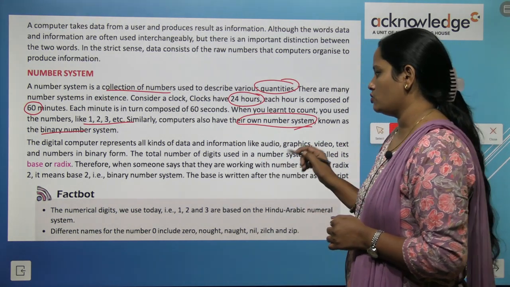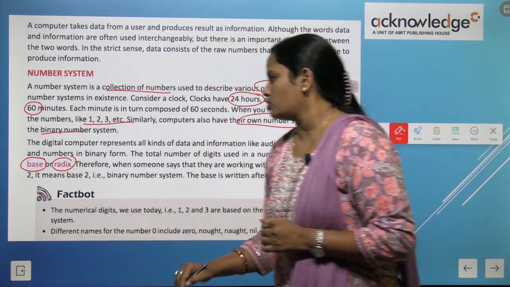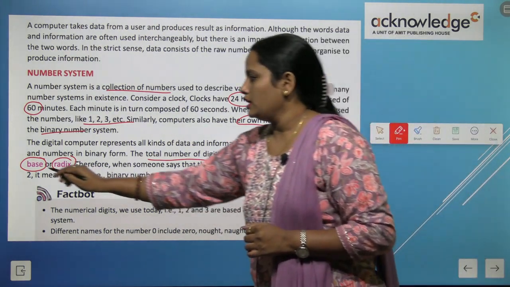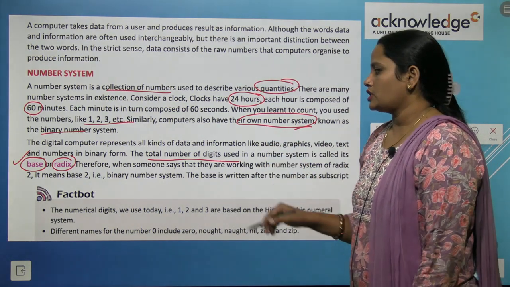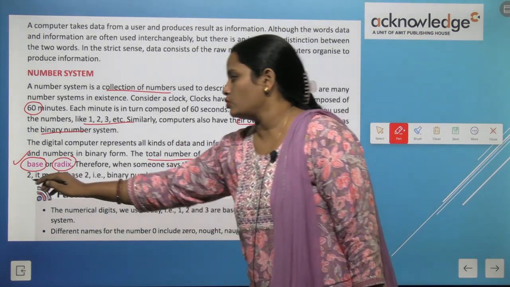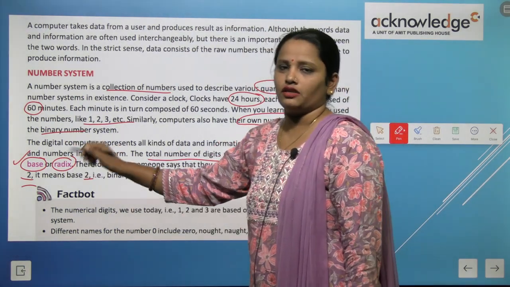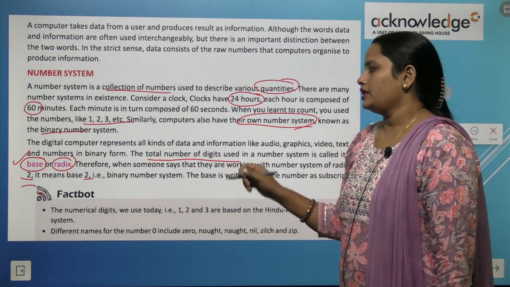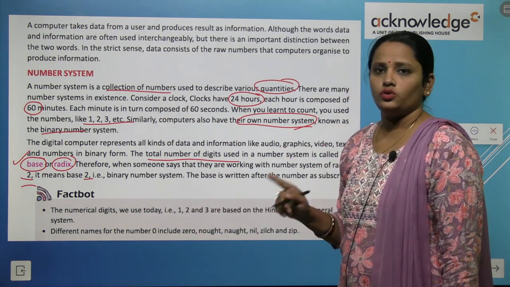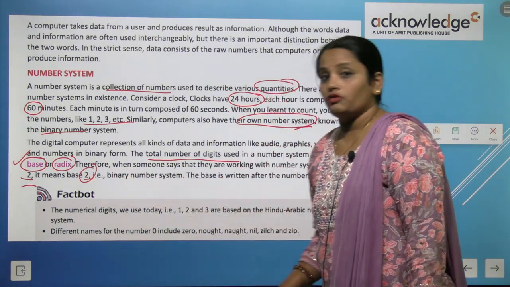The total number of digits used in the number system is called base or radix. Therefore, when someone says that they are working with a number system of radix 2, it means the base is also 2. Both are the same thing, radix and base are the same thing. That is the binary number system. The binary number system consists of two numbers. We will learn about that.